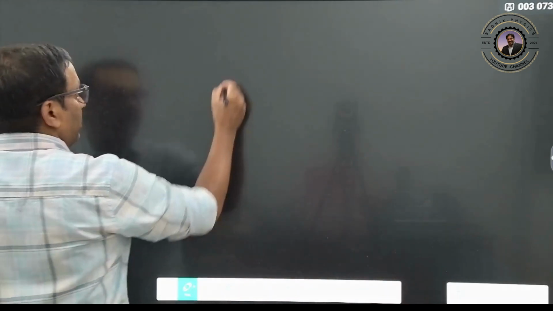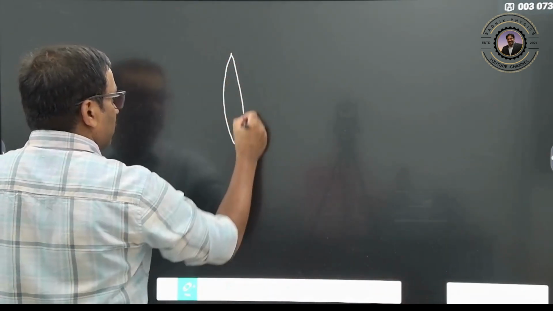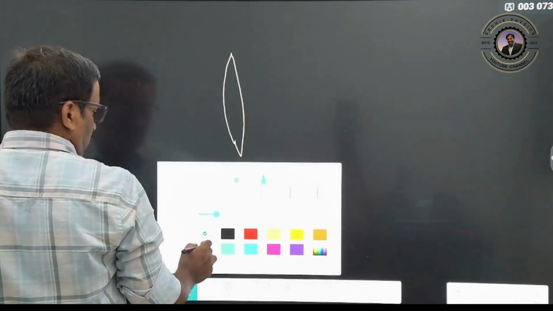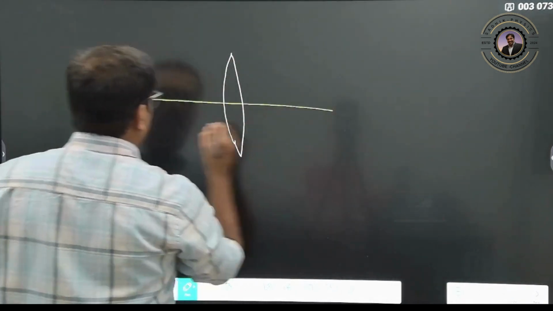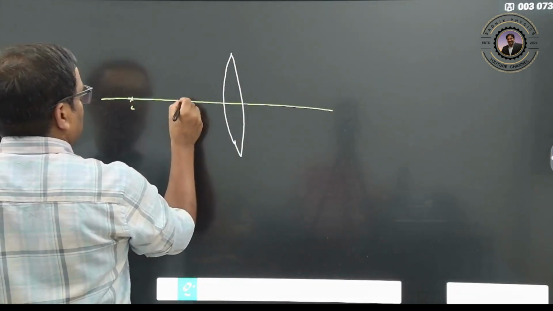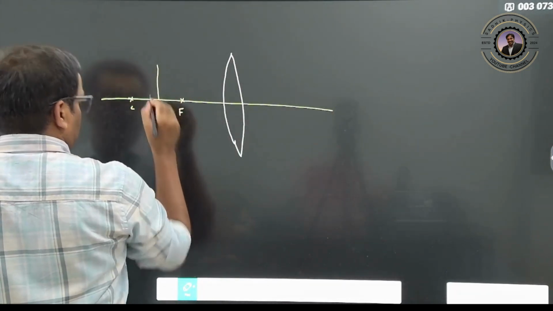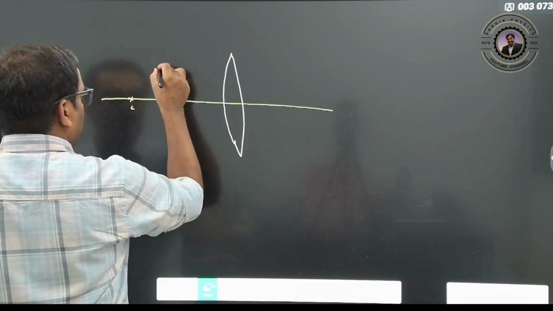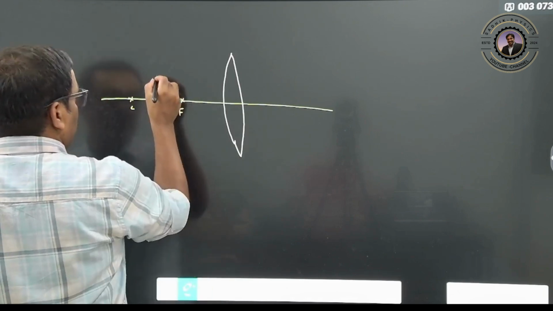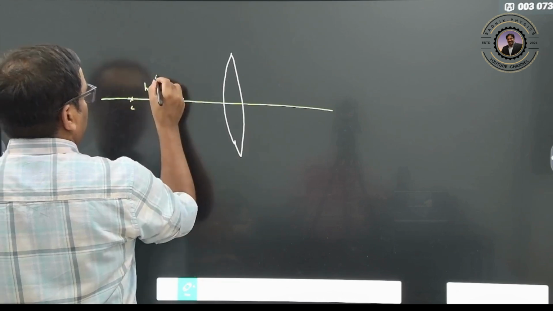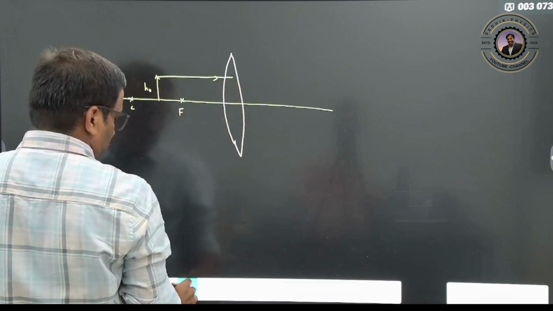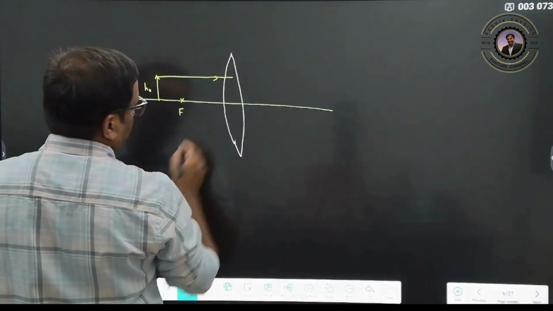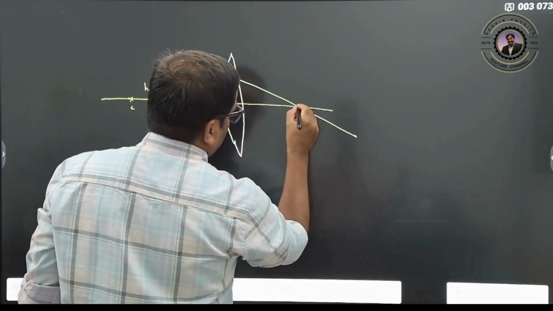Now let us see, the object is kept in between the center of curvature and the focus. Clear? So this is the height of the object. Light rays are coming parallel to the principal axis, so after refraction it will go to the principal focus.